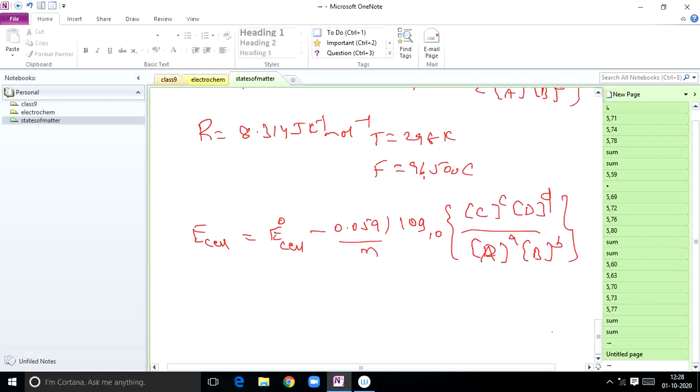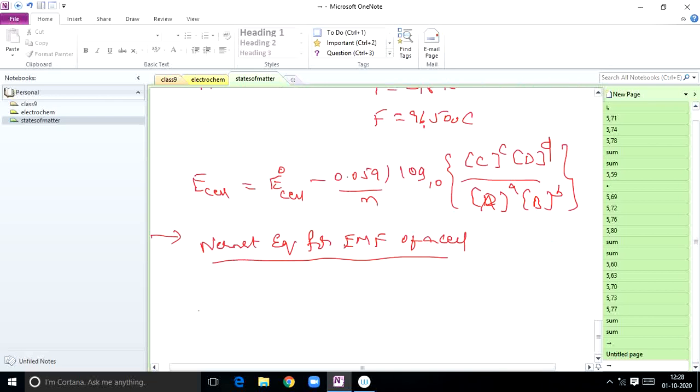next we can take the Nernst equation for EMF of a cell. So how to apply? Normally, let us consider an electrode reaction, that is zinc solid plus Cu2+ aqueous gives rise to Zn2+ aqueous plus copper in solid state.